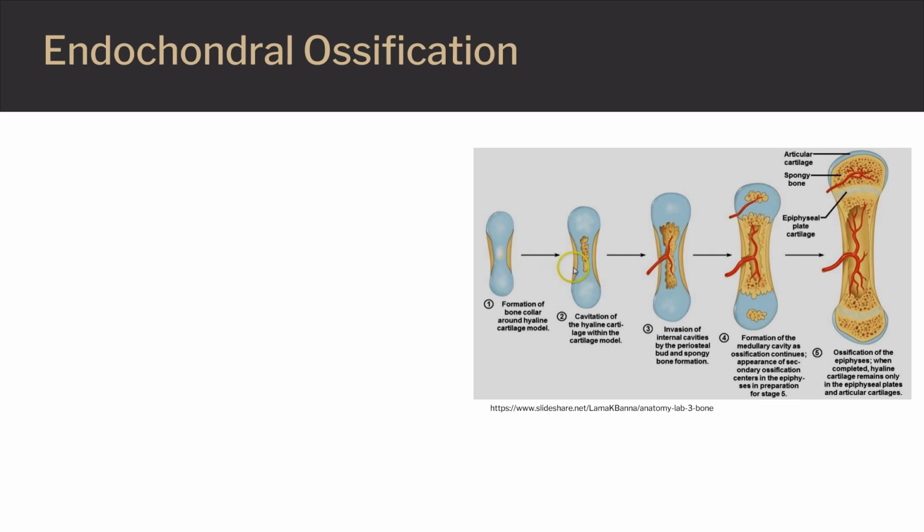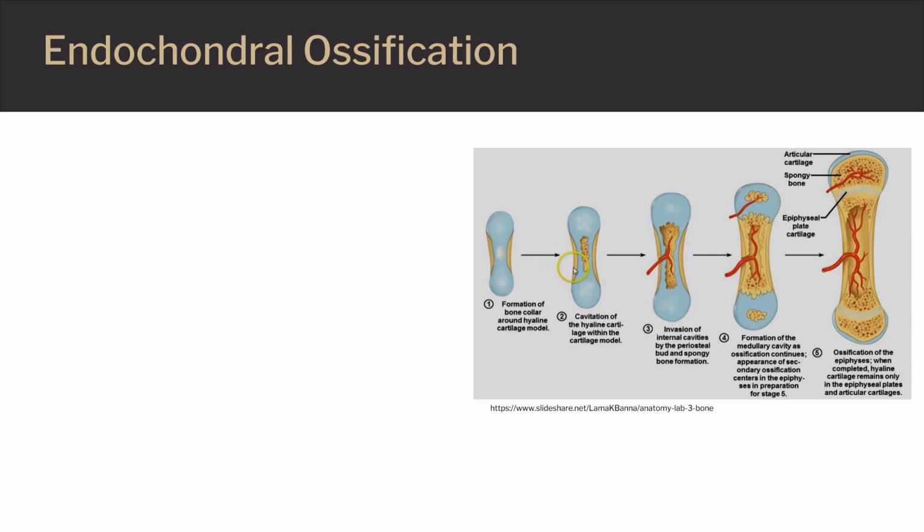During the 3rd month after conception, the perichondrium that surrounds the hyaline cartilage models becomes infiltrated with blood vessels and osteoblasts and changes into a periosteum. The osteoblasts then form a collar of compact bone around the diaphysis. At the same time, the cartilage in the center of the diaphysis begins to disintegrate.